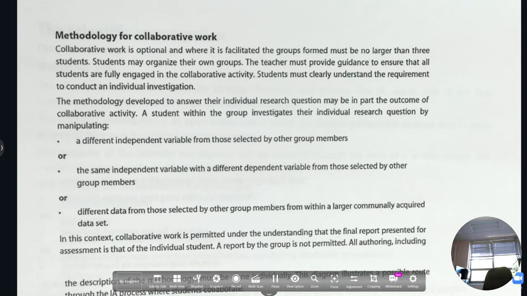So same everything, just change your IV, good to go. Or the same IV with different DVs. That would be easier, right? Because then you're only doing one manipulation. You're just measuring 2 different things when you take one and when you take the other. Or different data sets from those selected by other group members from within a larger community. So you don't have to do practical data collection.